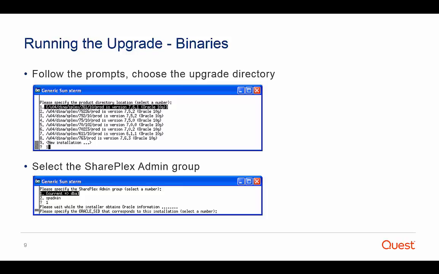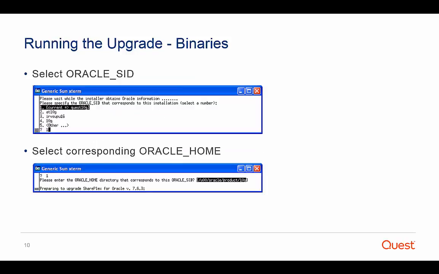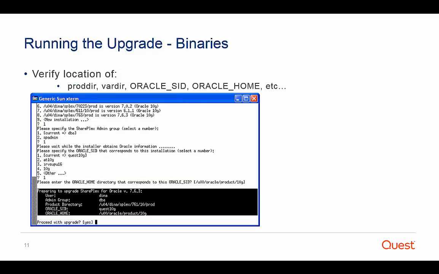When prompted, select your upgrade directory, admin group name, and then select the Oracle SID and Oracle Home, and finally verify that the information entered on the previous steps was correct, and if so, enter yes to proceed with the upgrade or no to answer these questions again.